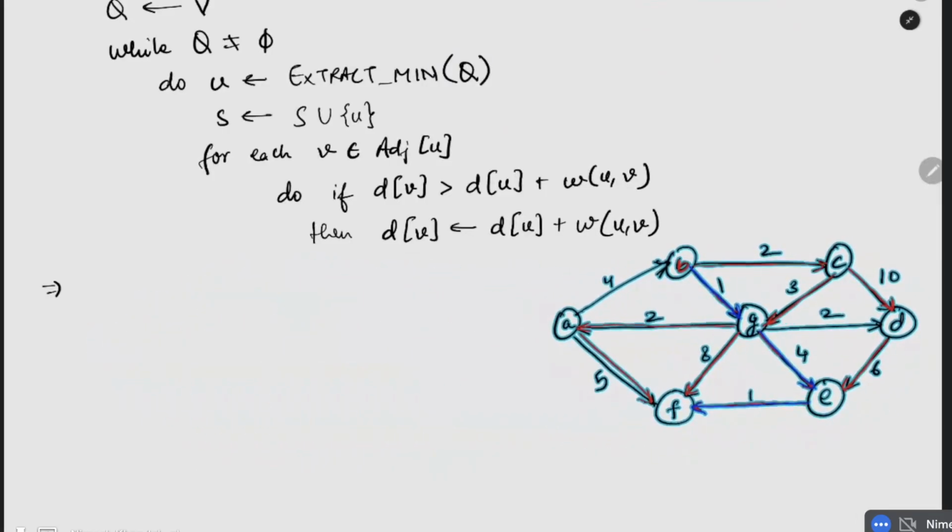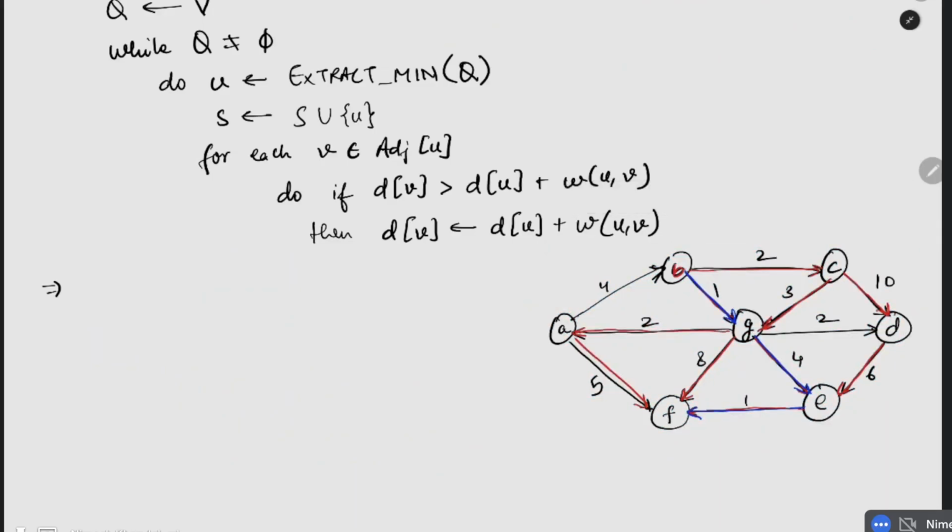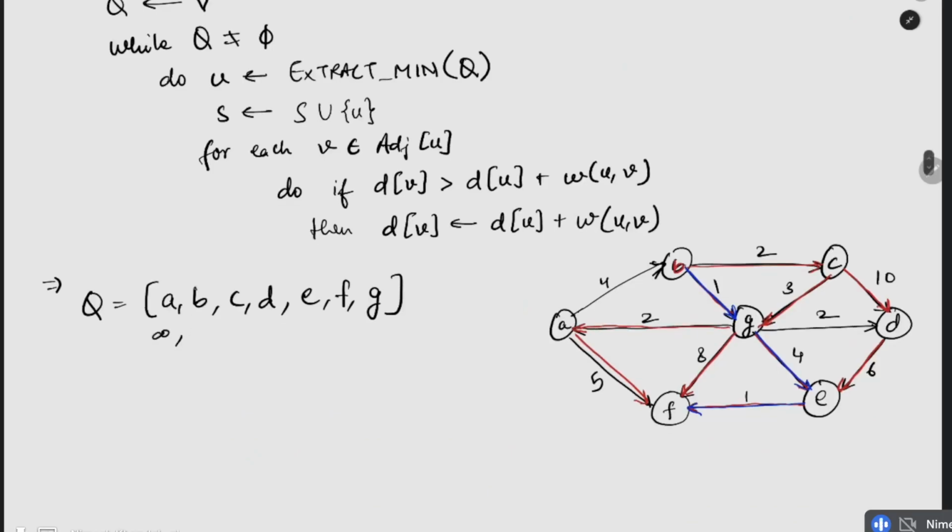I'm keeping it here. Okay, so the priority queue is currently initialized like this, F, G, right? And our starting node is B, so B has the zero cost, and everything else has been assigned infinity.